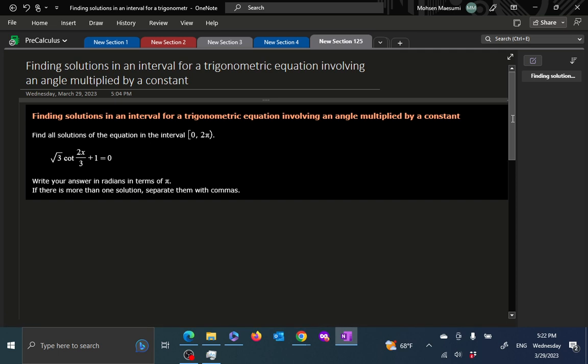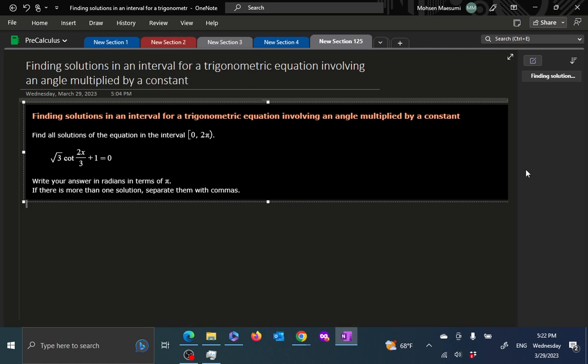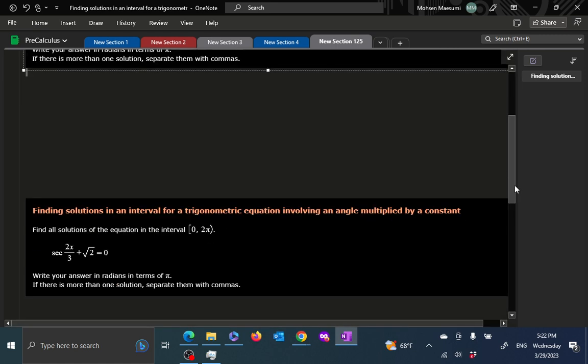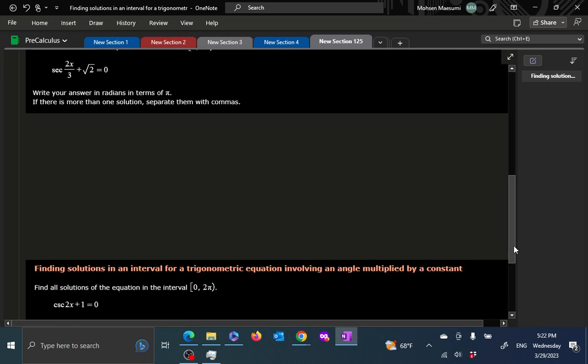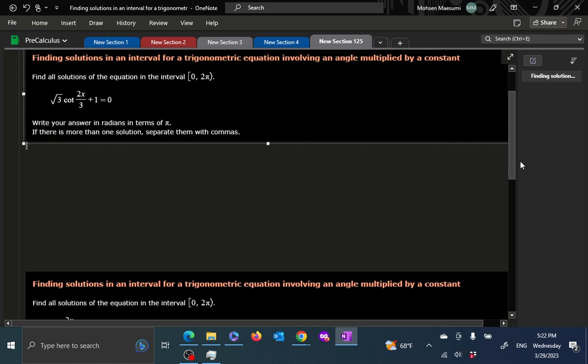The topic today is finding solutions in an interval for a trigonometric equation involving an angle multiplied by a constant. So very similar to the previous lecture, except that one was for sine and cosine. Here we have equations involving, say, secant and cosecant, and of course tangent also could be included.